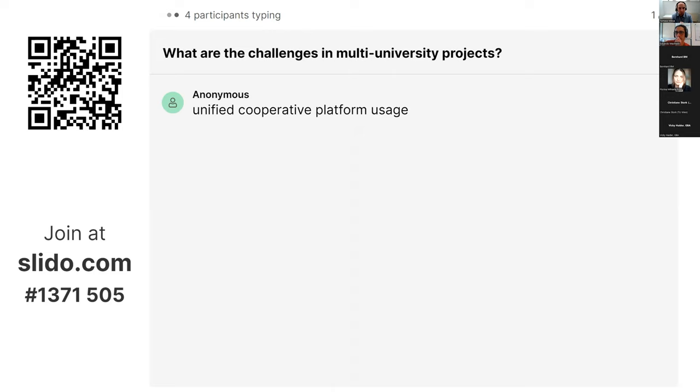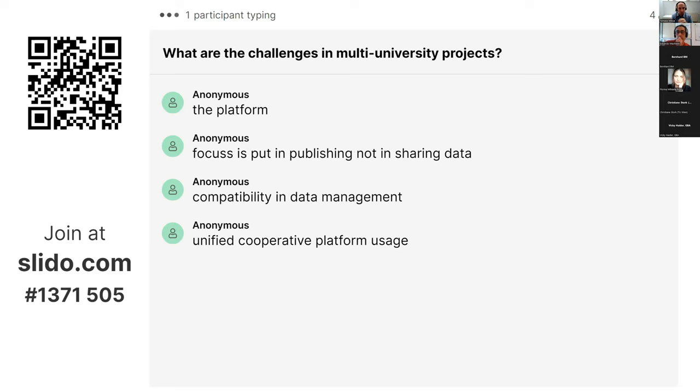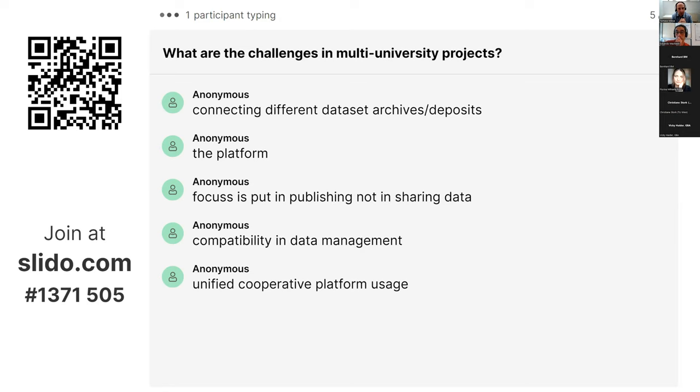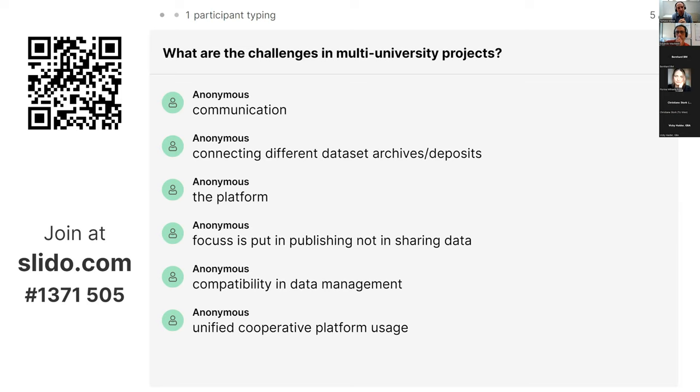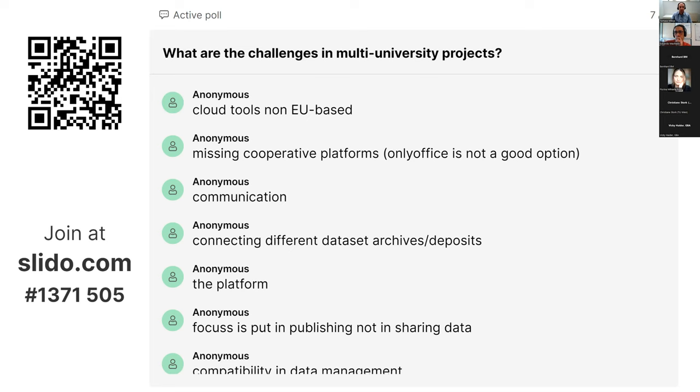The first answer, unified cooperative platform usage, compatibility in data management, focus is put on publishing, not on sharing data, the platform. So the platform, I guess, selecting the platform or agreeing on using one, or providing access for everyone to the platform. Connecting different data sets, archives, deposits, communication. Missing cooperative platforms, only Office is not a good option. Okay, cloud tools, non-EU based. Okay, good. Thank you very much for participating in the poll.